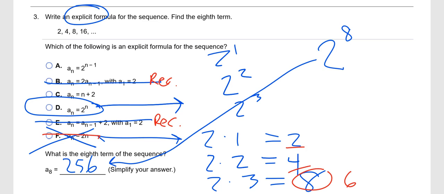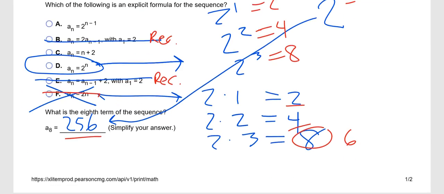That's why we got rid of this choice. And then somebody suggested we go with D, and we checked that one. We got 2, we got 4, we got 8. We were all happy. And for the last part, the 8th term, we could just plug in an 8, and that's how we ended up with 256. Okay, so that's section 1.